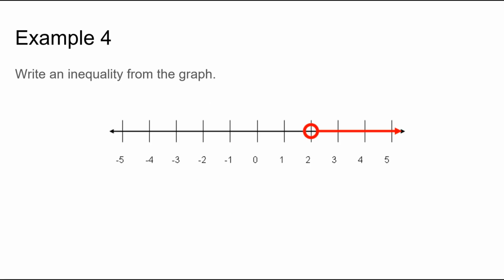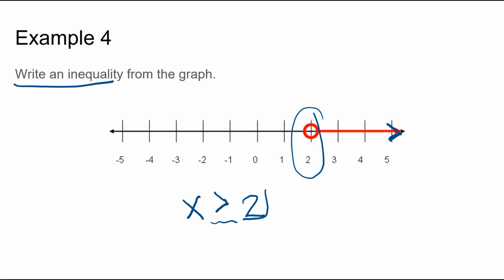So I know that I'm writing an inequality. So I'm going to start with x. I know that it's going to be something, and then the number. The number is where that circle is, so it's going to be 2. It's an open circle, so no line. And then I look at the end of my arrow. It's going to be a greater than. So x is greater than 2.